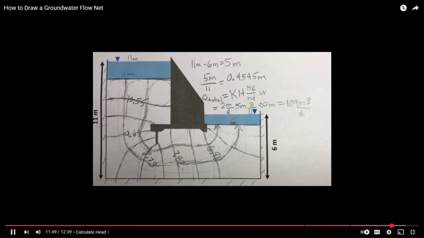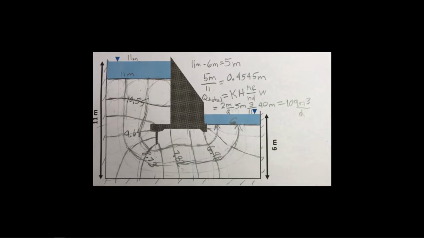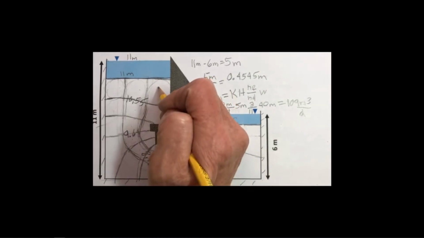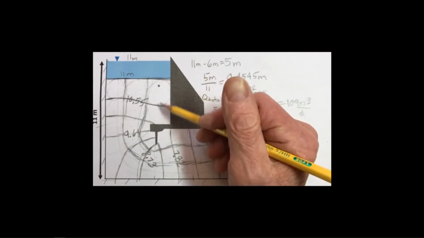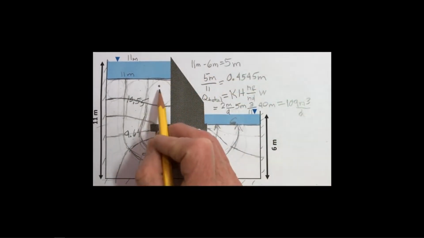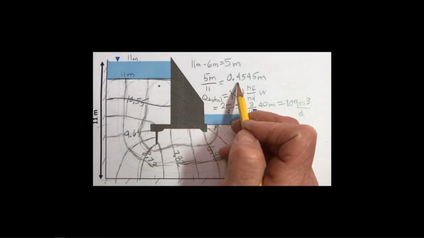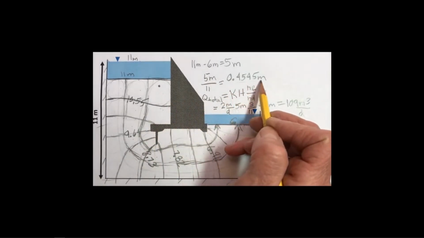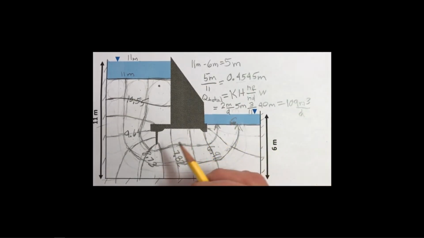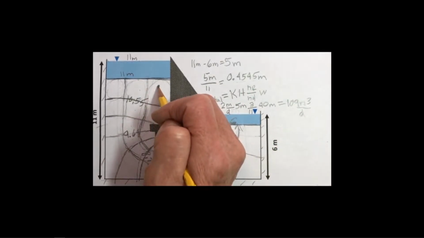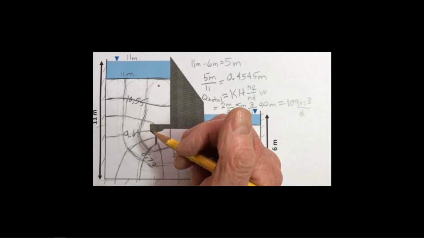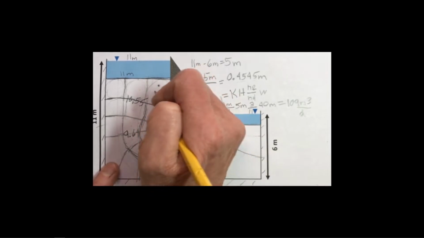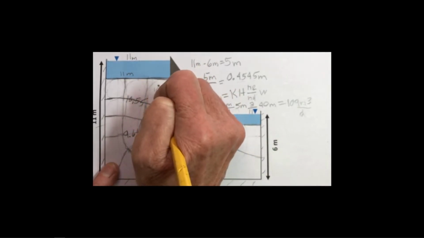If we wanted to know the head at any location in the system, we could pick a point. Let's say we pick this point. We'd estimate that this is about 1/4 of the way between these two equal potential lines. We know that the total head drop between equal potential lines is 0.4545 meters. Dividing by 4, we'll say that's about 0.11. So the head at this location would be 0.11 meters less than 11 meters. So that would be 10.89.